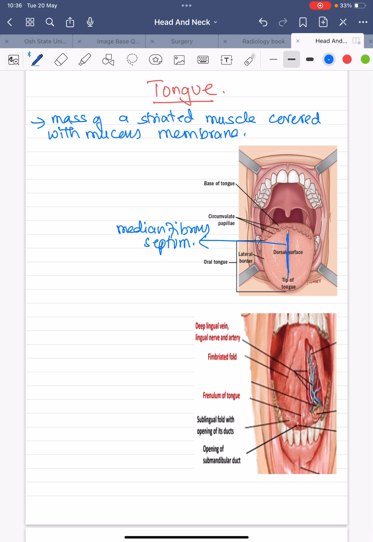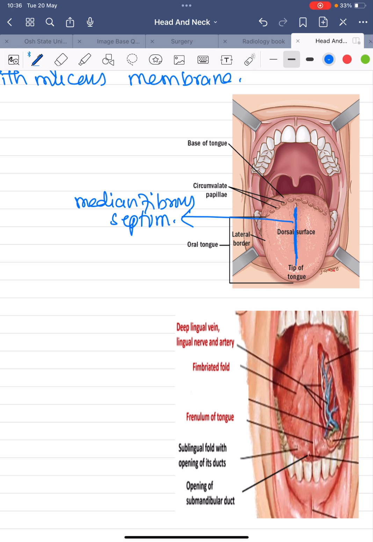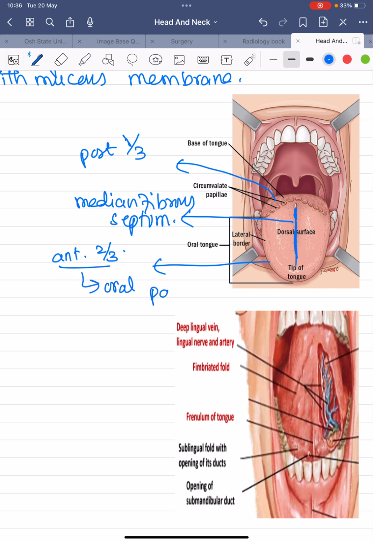Now see here, this is the upper surface or the dorsal surface of the tongue, as you can see in the diagram. This dorsal surface can be divided into two parts: the anterior 2/3 part and the posterior 1/3 part. The anterior 2/3 part is known as the oral part of the tongue, and the posterior 1/3 part is known as the pharyngeal part of the tongue.